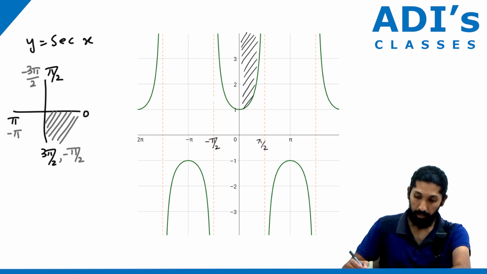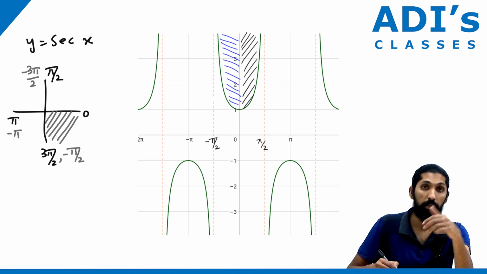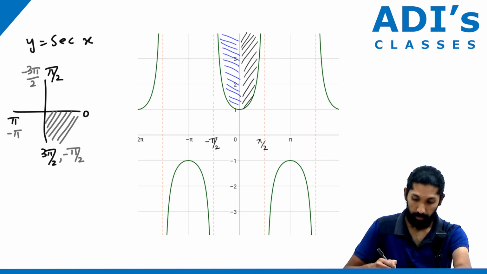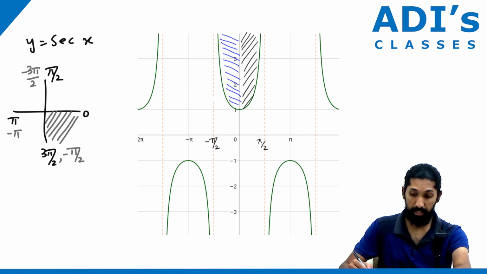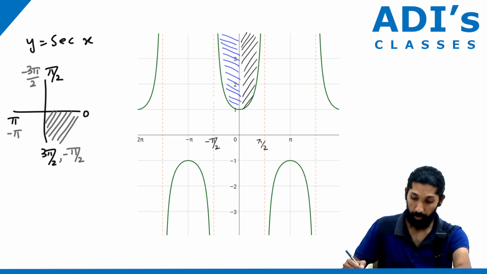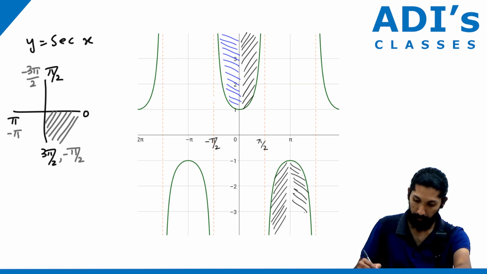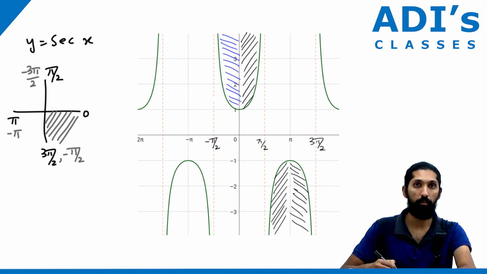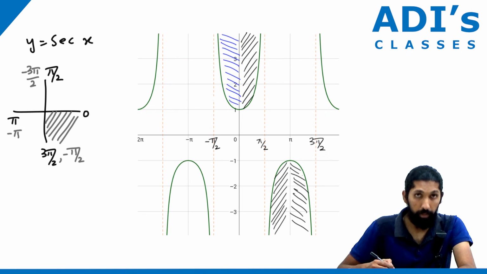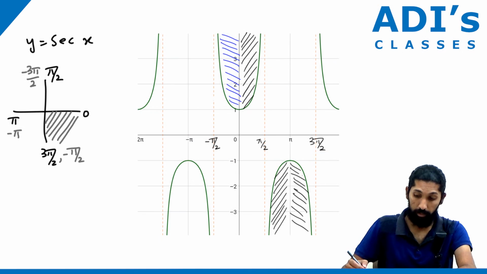Now, look at this particular graph. 0 to minus pi by 2, what is it? This part. Fourth quadrant, positive, isn't it? So, fourth quadrant is positive. And the second and the third quadrant, both of them are negative. Look at the graph, what you have. This is the second quadrant, pi by 2 to pi. This is the third quadrant, which is pi to 3 pi by 2, in this case. Correct?